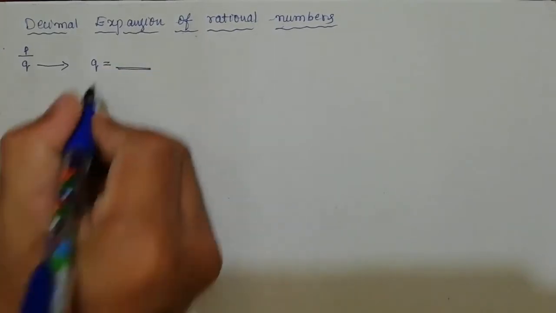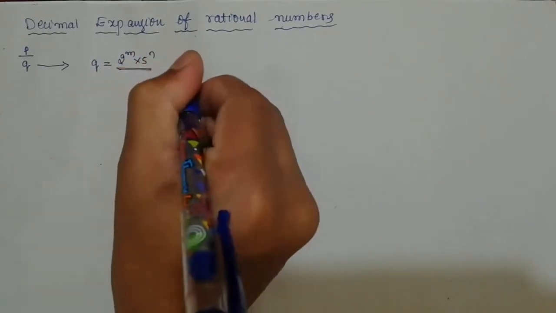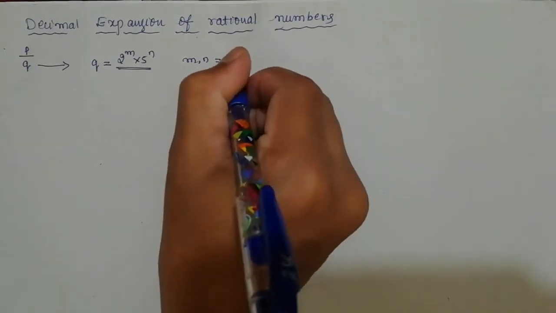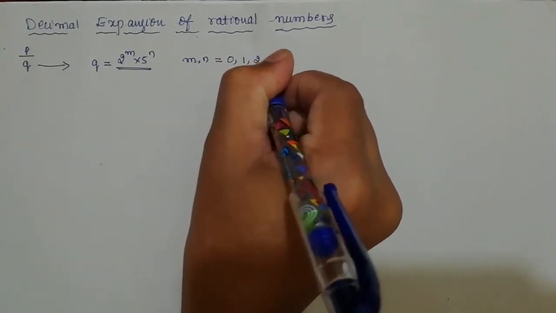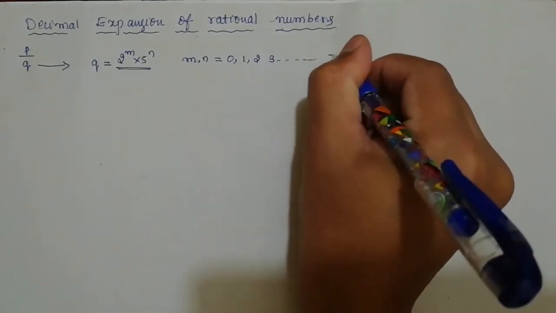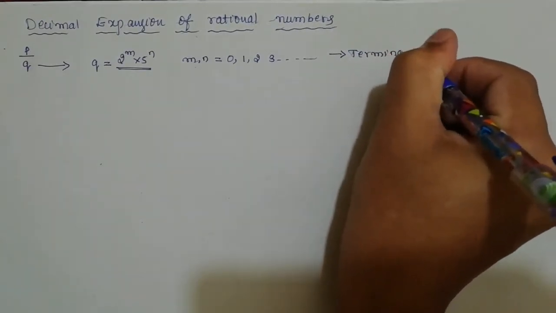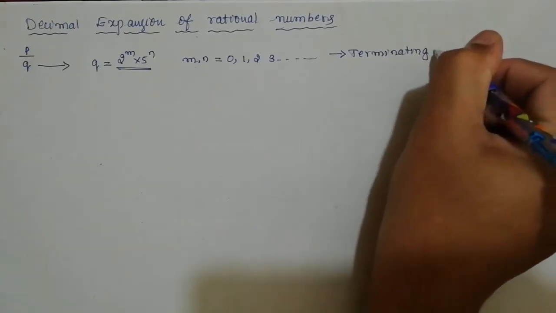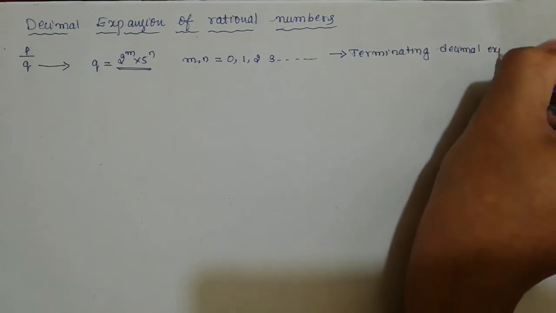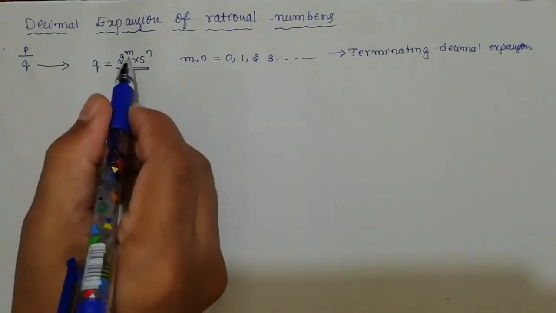Then if it is of the form 2 power m into 5 power n, where m, n are non-negative integers, meaning they can take values 0, 1, 2, 3 and so on, then this number will have a terminating decimal expansion. Definitely it will have a terminating decimal expansion. Remember, it is terminating whenever the denominator is of the form 2 power m into 5 power n.